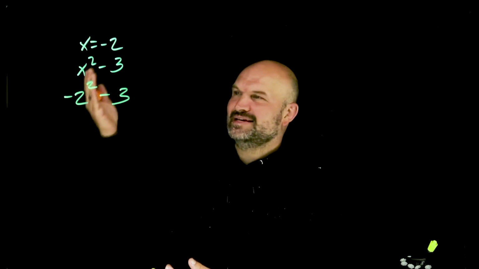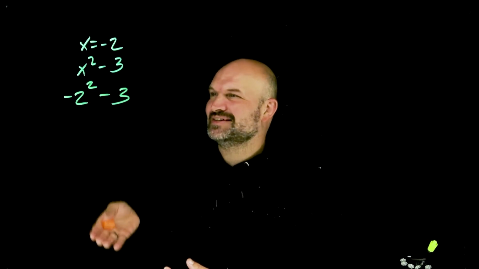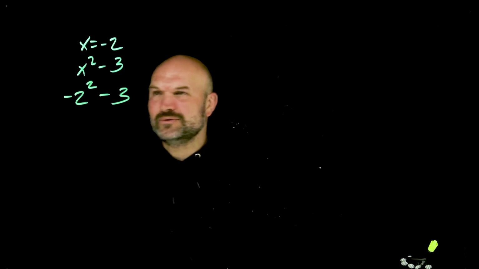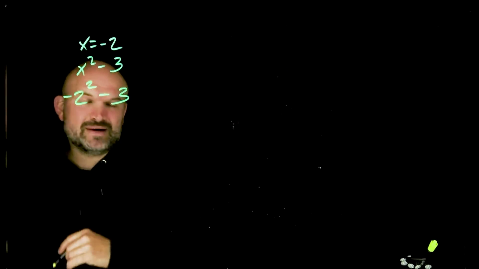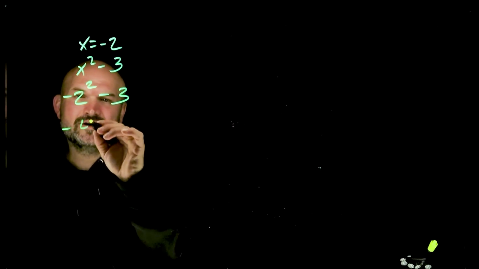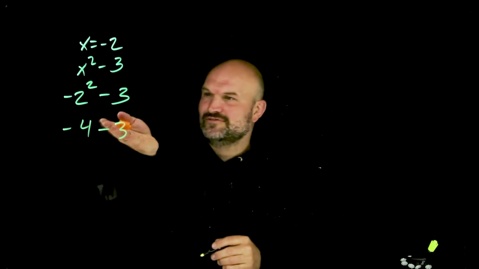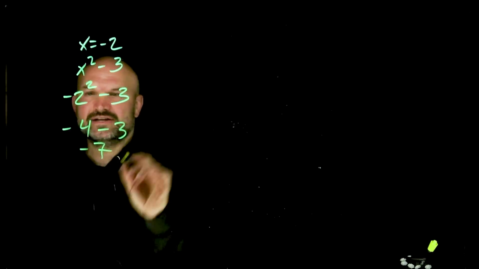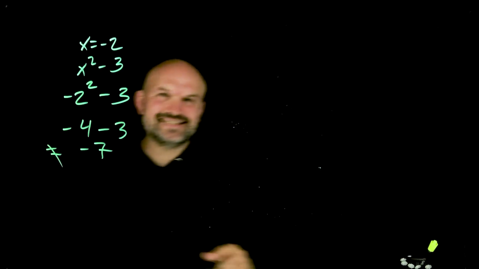And then, maybe thinking clearly or maybe not, they say, well, I can just square the 2. 2 squared is going to be 4, and then multiply that by a negative. So therefore, it's -4 minus 3, and then -4 minus 3 is going to be -7. Unfortunately, ladies and gentlemen, that is incorrect.